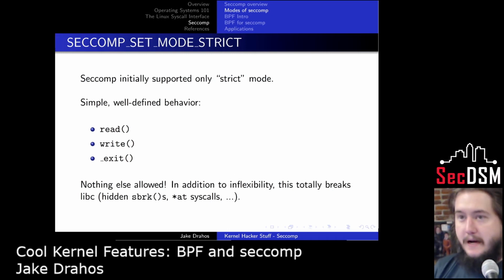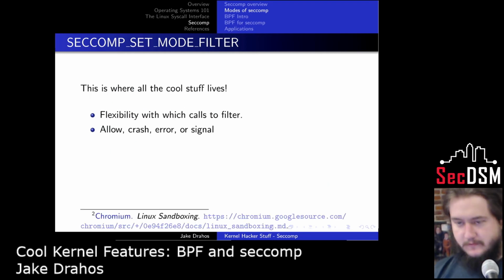libc, for example, might end up making an sbrk syscall if it needs more memory. That's what the sbrk syscall does. It just gets you more memory, which if malloc doesn't have enough memory, it makes an sbrk call. Or not, it might do an mmap or something. glibc is weird. The at versions of syscalls, instead of a read, glibc uses readat, which is not allowed by seccomp mode strict. So there's a better mode.